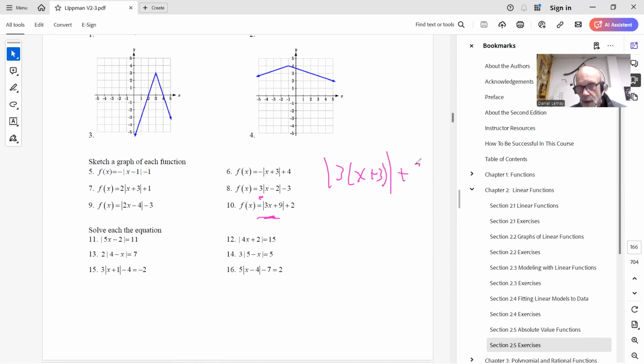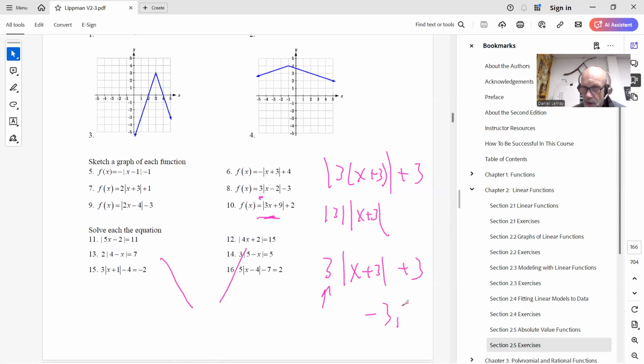And then isn't this the same as the absolute value of 3 times the absolute value of x plus 3? And the absolute value of 3 is 3. So this is this function, 3 times the absolute value of x plus 3, plus 3, a lot of 3's here. So this function has a slope of 3. So on the left, it'll be a -3 slope. On the right, it'll be a +3 slope. And it has a vertex at -3, 3.